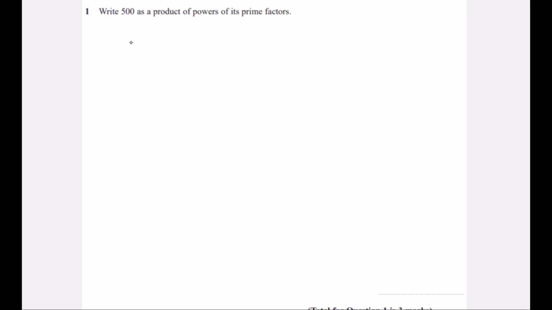So we need to break 500 down into its factors until we've just got prime numbers left. So we'll start with 500 and we can break it down. What two numbers multiply to make 500? I'll start with 2 times 250. So 2 is a prime number. It can't go down any further than that. We can't break 2 down anymore. It's already prime. So we'll leave it.